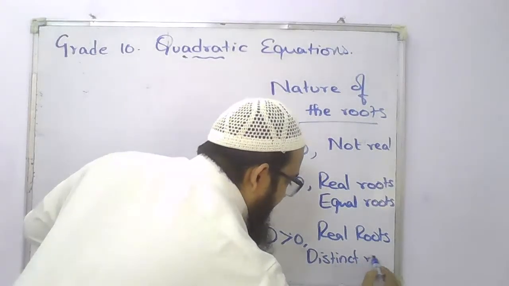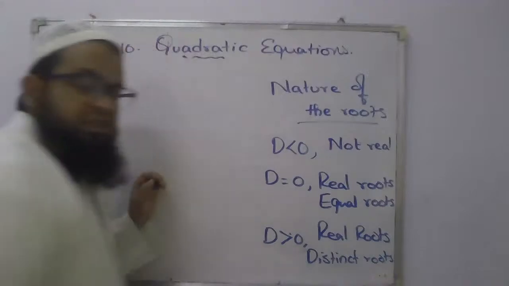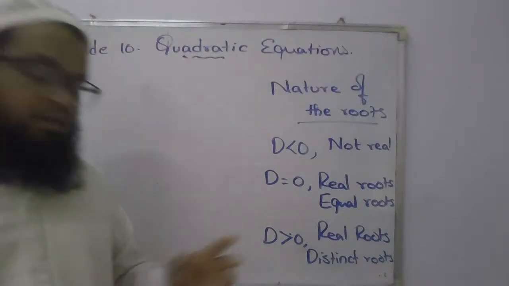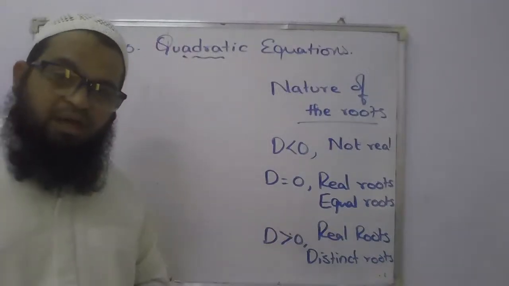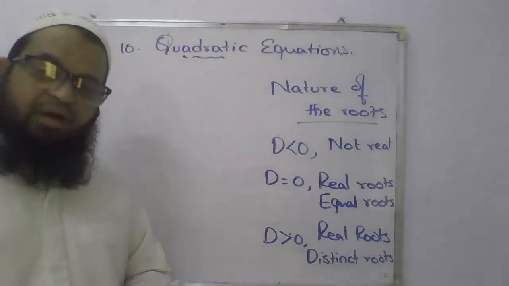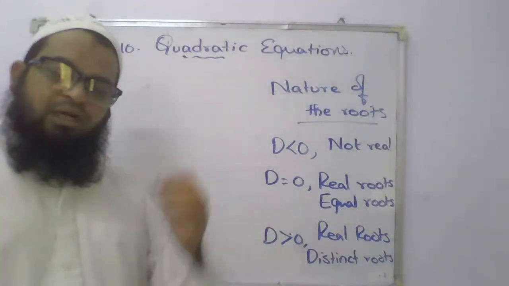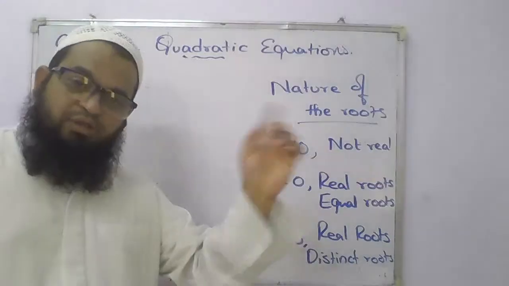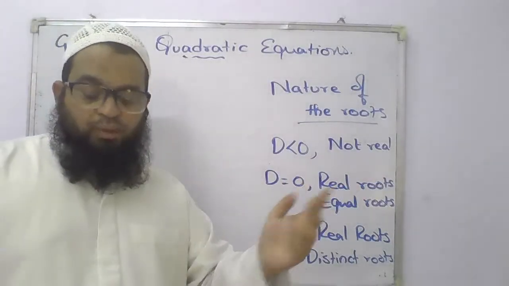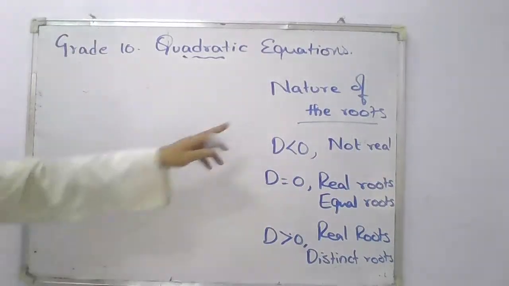What do you mean by distinct roots? Distinct roots means you will get, just now we got minus 2 comma 5, right? So different. If the discriminant is 0, you will get equal roots. That means 1 comma 1. The first root is also 1 and the second root is also 1. Okay, so this is the nature of the roots.